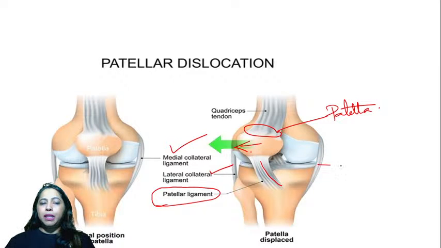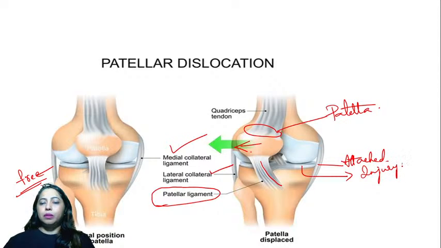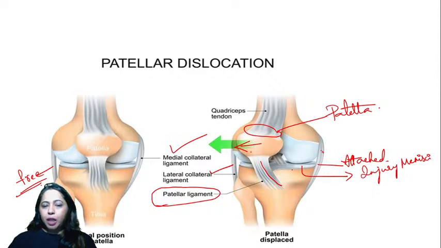The medial collateral ligament is attached, and the lateral one is free. So whenever the menisci are injured, there are high chances that the medial collateral ligament also will be damaged. So that is one thing to remember. Okay, next one.